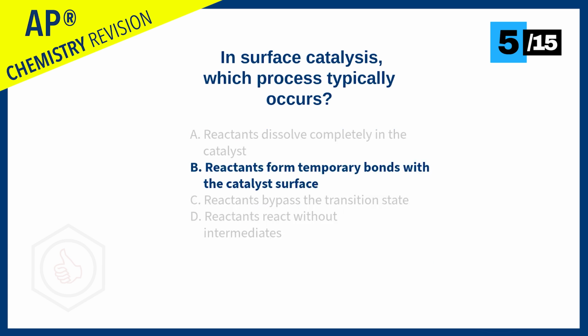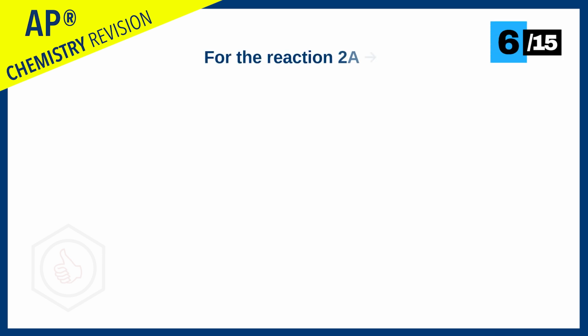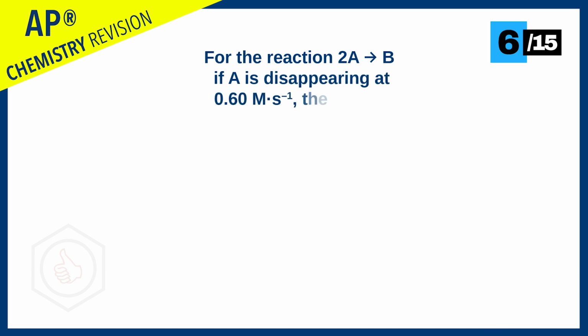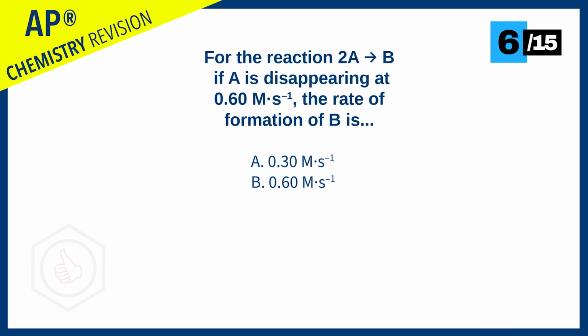The answer is reactants form temporary bonds with the catalyst surface. This causes bonds in the reactants to weaken, and the reaction can proceed via an alternative pathway with a lower activation energy. For the reaction of 2A to form 1B, if A is disappearing at 0.6 molar per second, the rate of formation of B is 0.3 molar per second, 0.6 molar per second, 1.20 molar per second, or 0.15 molar per second.